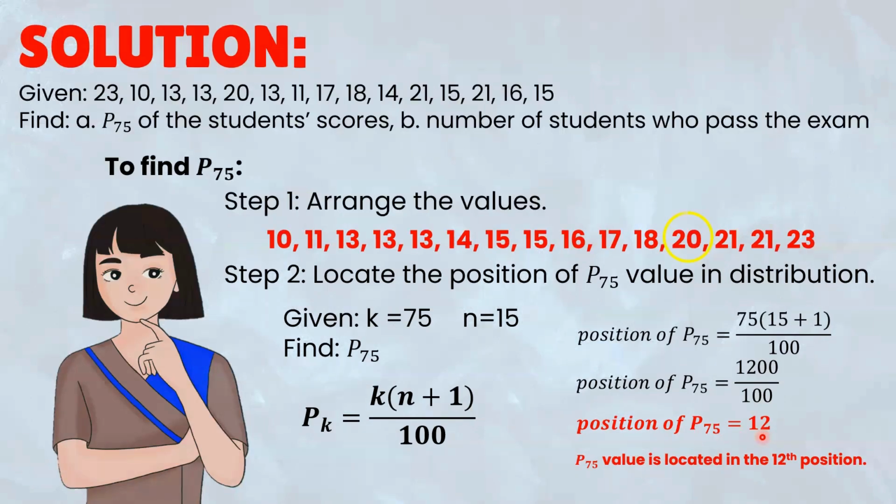Thus, percentile 75 value is 20. 1, 2, 3, 4, 5, 6, 7, 8, 9, 10, 11, 12. So this is the 12th position, and the value that corresponds to the 12th position is 20. So percentile 75 value is equal to 20.